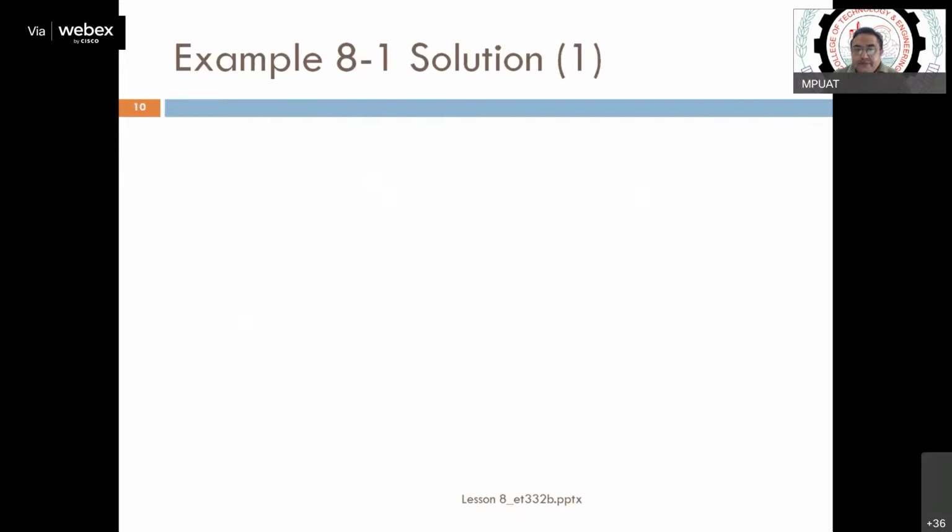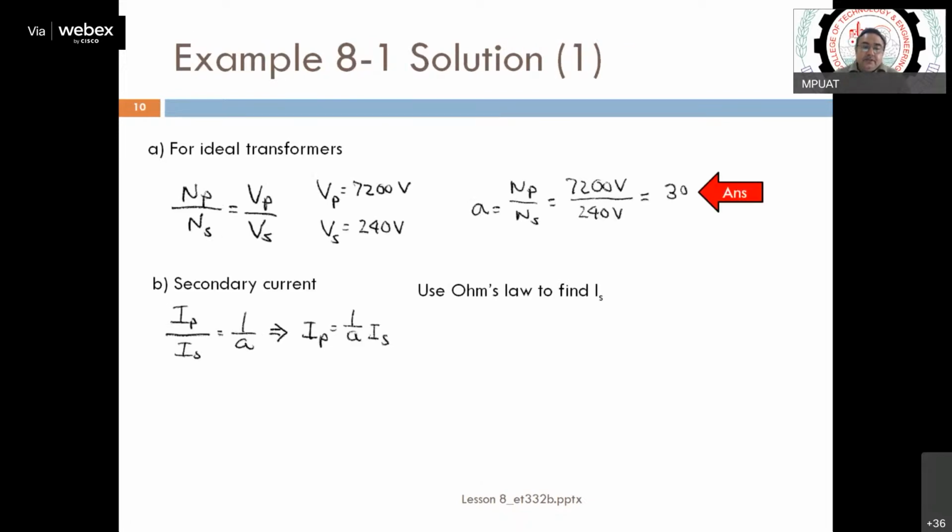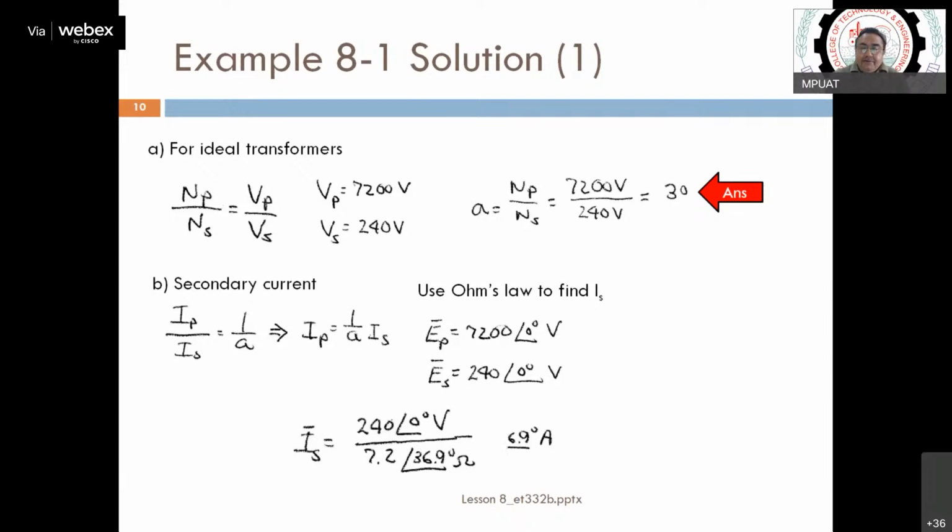Secondary current. Okay, let us find out the secondary current. For that purpose we have to find out how much voltage is there on the secondary side. This is 240 angle 0 degree, and the impedance value is already given in the question, 7.2 angle 36.9 degree. So the secondary current comes out to be 33.33. 240 divided by 7.2 will give you 33.33, and the angle is 0 minus 36.9, that is minus 36.9 degree.